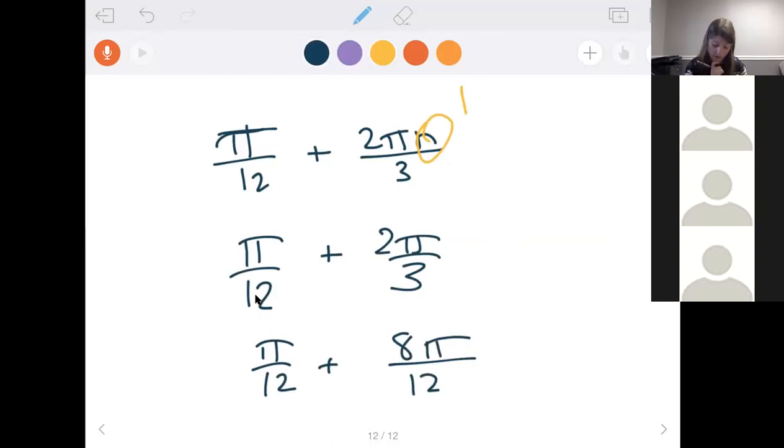If I do that right, I get 8 pi over 12 instead of 2 pi over 3. And then when I add 1 pi to it, I get 9 pi over 12. And then if I reduce that, let's see, I get 3 pi over 4. Interesting. Right? So what I'm proposing to you is when I look back at Desmos, we should see 3 pi over 4 as also a solution.